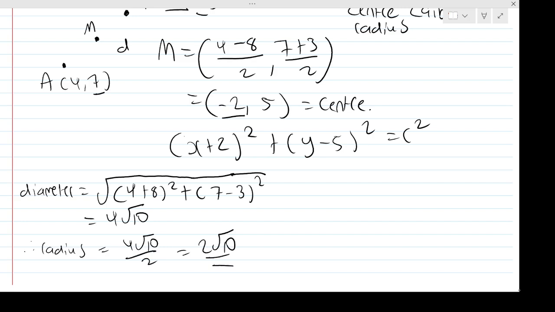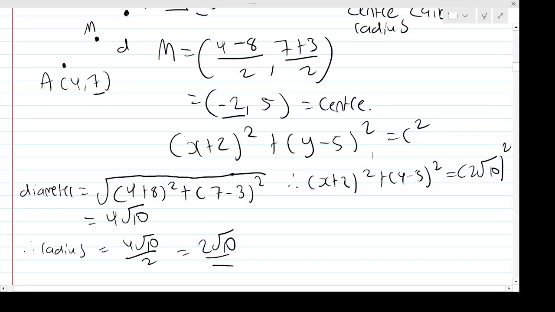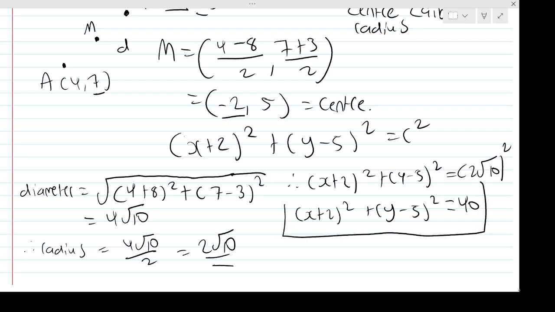There we are. But then I can complete my equation to get x plus 2 squared plus y minus 5 squared is this whole 2 root 10 all squared, because it's radius squared, remember. Therefore, if we simplify this, we get x plus 2 all squared plus y minus 5 all squared is, if you put 2 root 10 squared in the calculator, you get 40. There we are, we've got the equation there.